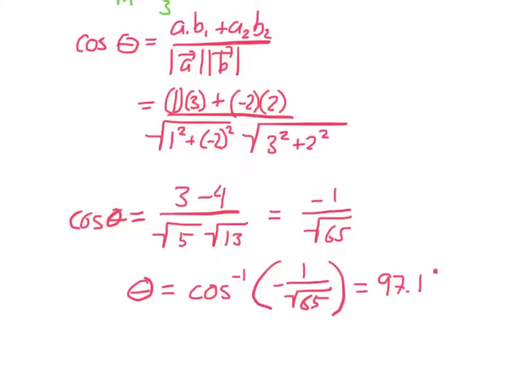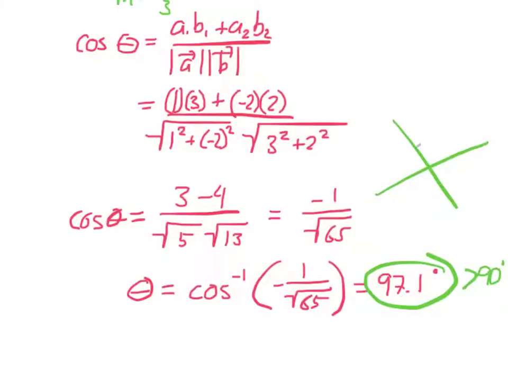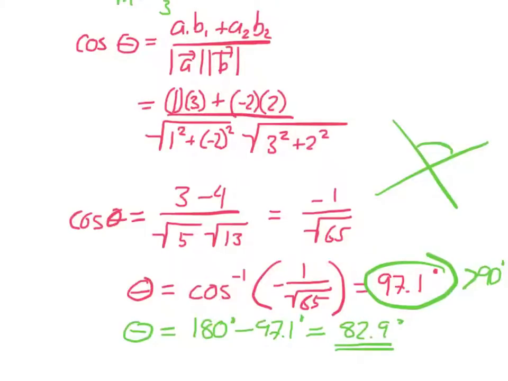But hopefully you notice that this angle is greater than 90 degrees. So it's not the acute angle between these two lines. So if I have these two lines, I just found the obtuse angle. So to find the true theta, I need to subtract 97.1 from 180, and that's going to get me 82.9 degrees. And this is the acute angle. So remember to always find the acute angle.